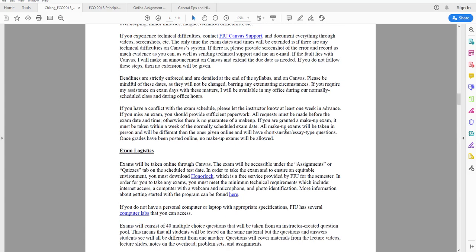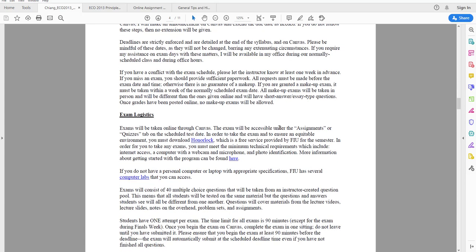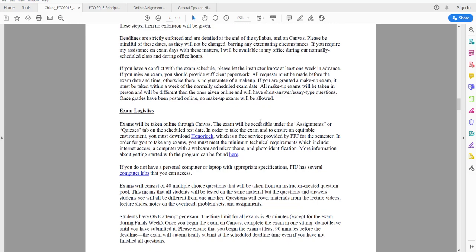Exams, like we said, are going to be taken through Canvas, and in order to ensure an equitable and fair testing environment, you do have to download HonorLock, which is a free service provided by FIU for the semester. I know it may be a little bit unpopular, but I just need to make sure that everybody is on the same playing field and that you are the person that you say you are in terms of taking the exam. We don't want someone else taking the exam for you, and that's just a way to guarantee that.